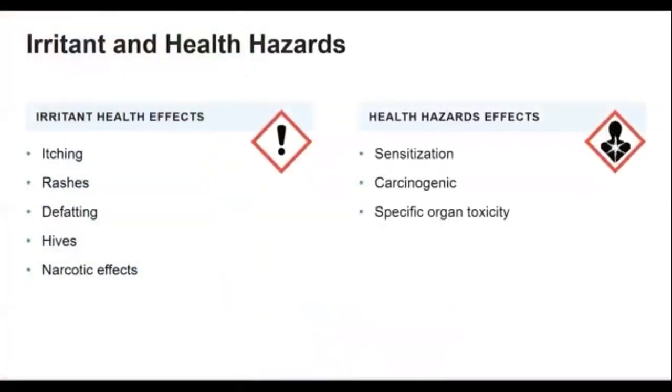Many flammable, corrosive, and compressed gases, as well as various other categories of hazards, are health hazards or irritants. Irritants tend to have acute health effects such as itching, rashes, hives, and narcotic effects. These effects are often reversible. Health hazards, however, tend to have more chronic effects such as sensitization, carcinogenicity, or specific organ toxicity that are often irreversible.